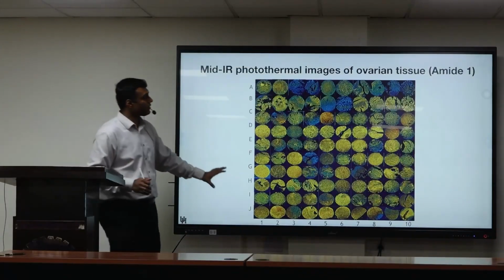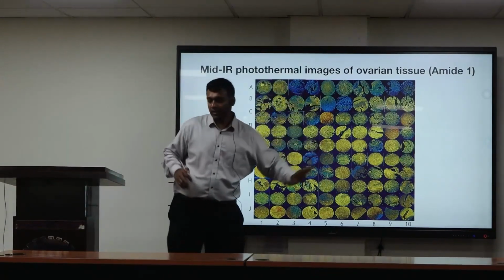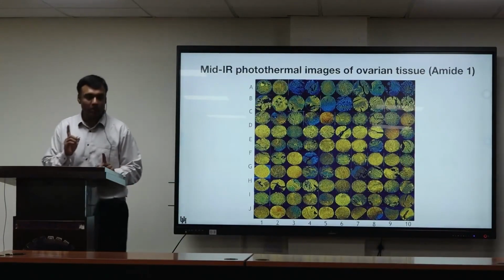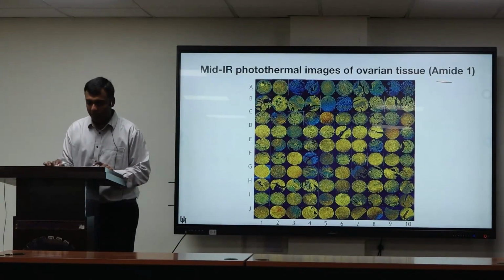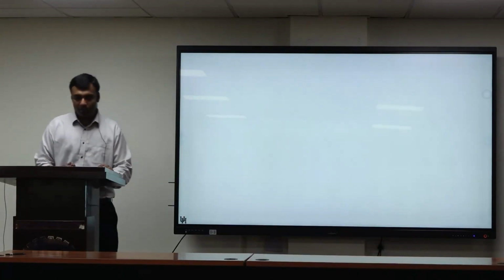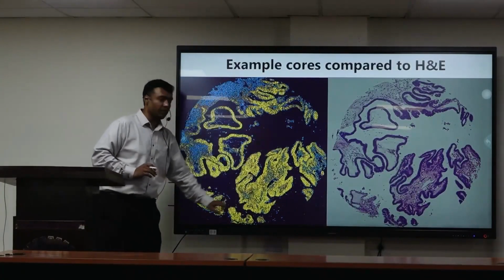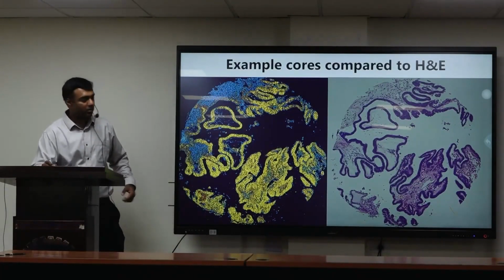In this case, we took 100 different patients and collected photothermal imaging data. This is at one wave number, at one peak, but we can do this at a bunch of different wave numbers. So here is the raw data. This is the photothermal raw data. This is the H&E image on the right.